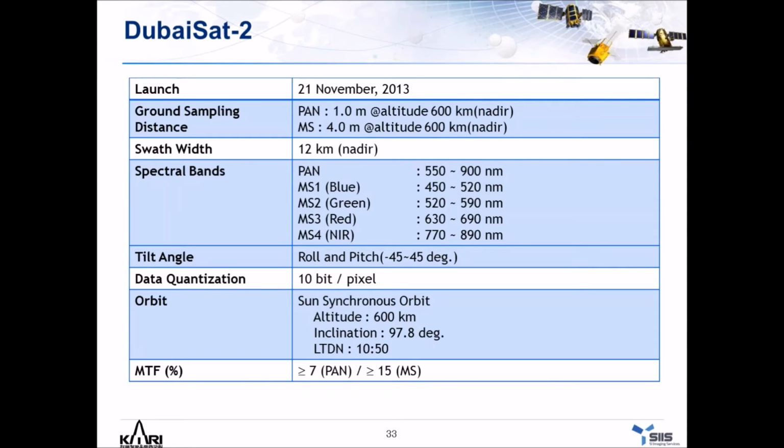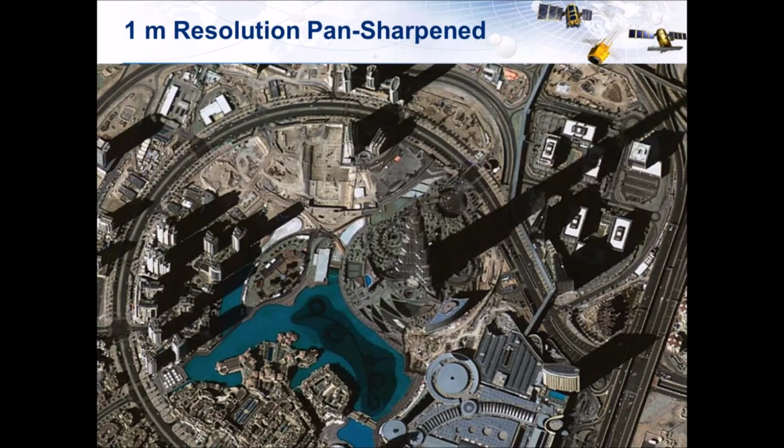And DubaiSat-2 was launched in 2013. It is also a 1 meter resolution satellite. It provides a 12 kilometer swath and 1 panchromatic and 4 multispectral bands. So this is a 1 meter pan-sharpened image over Dubai.